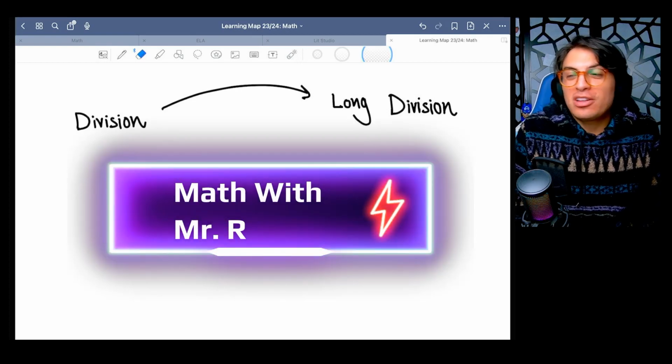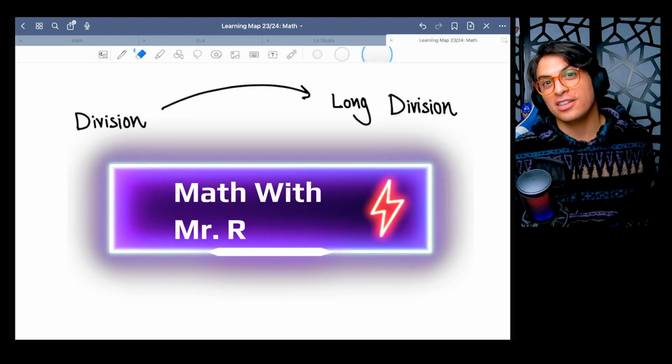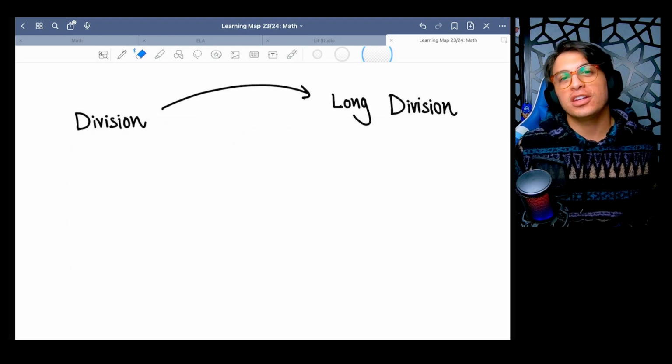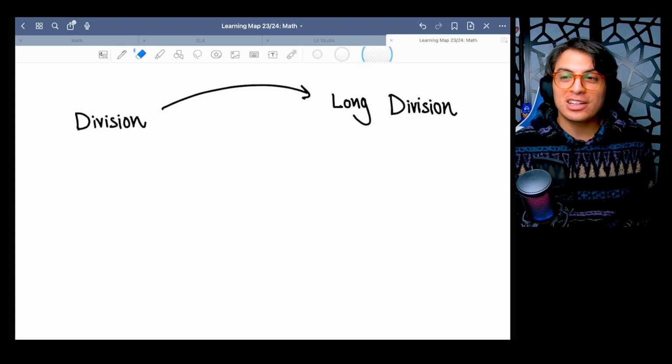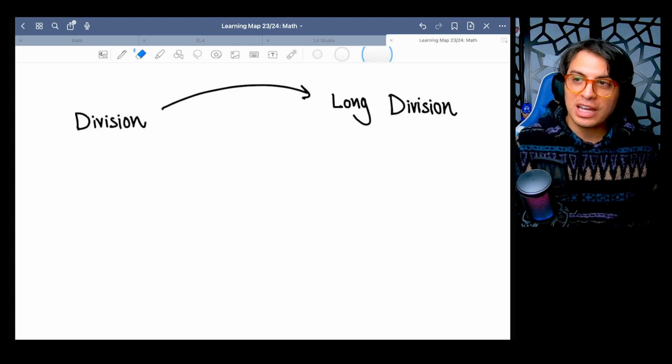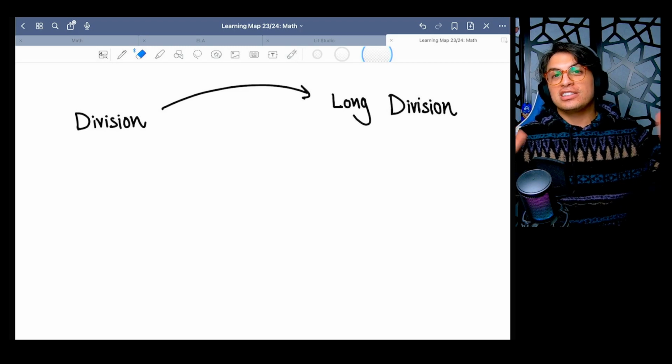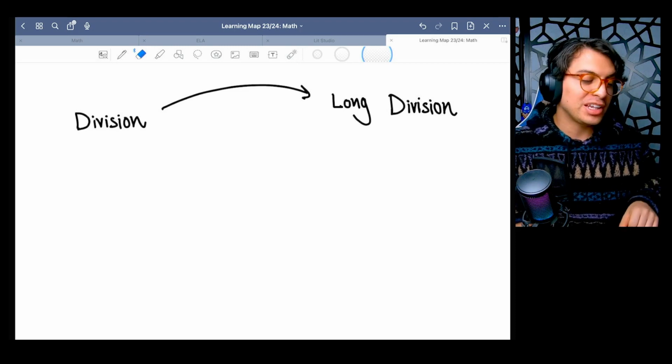We started learning about long division, and it was kind of confusing. There are a lot of different things we're doing when we try to solve using long division. So we're going to take a look at what we already know about division and see if that helps us better understand how we do long division. Hopefully that'll make it a little bit easier.